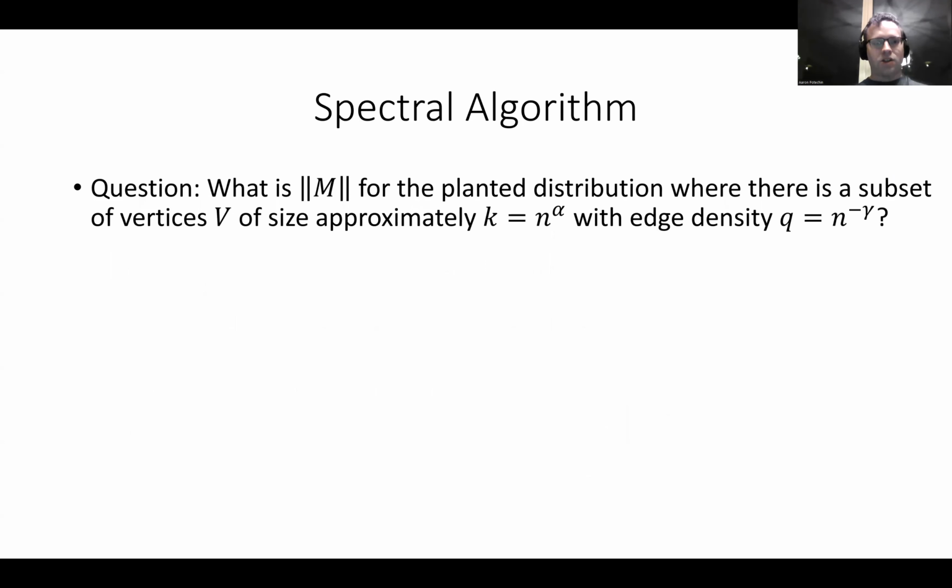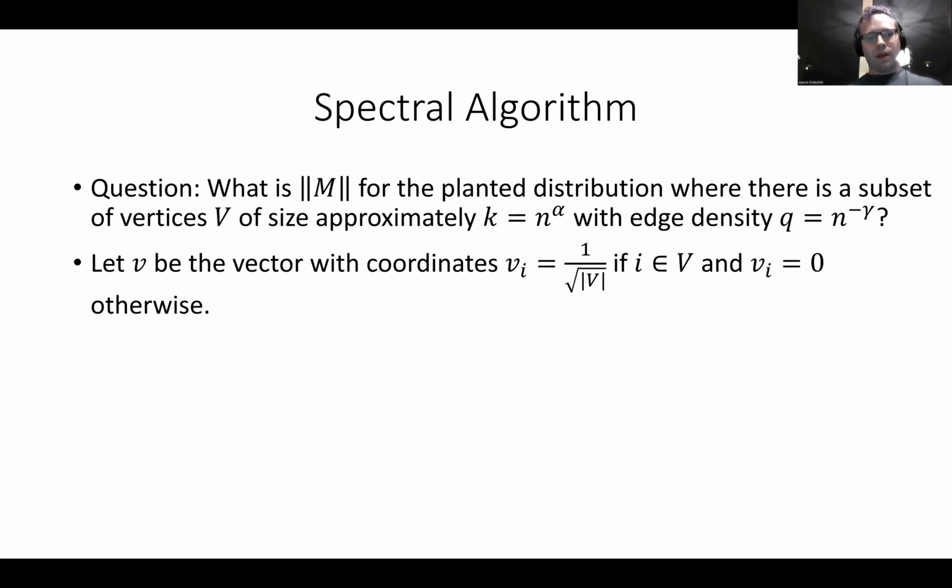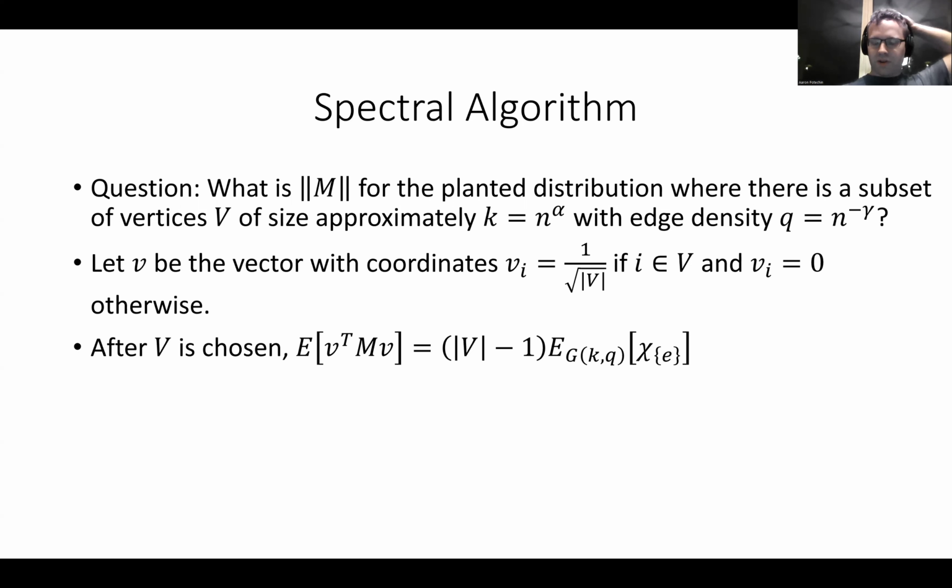So now let's consider what the norm of M is for the planted distribution, where there is a subset of vertices V of size approximately k with edge density n to the minus gamma. So let v be the vector with coordinates vi equals 1 over the square root of the size of V if i is in V, and vi equals 0 otherwise. Note that this is a unit vector. After V is chosen, the expected value of v transpose Mv is the size of V minus 1 times the expected value over G(k,q) of chi-E.